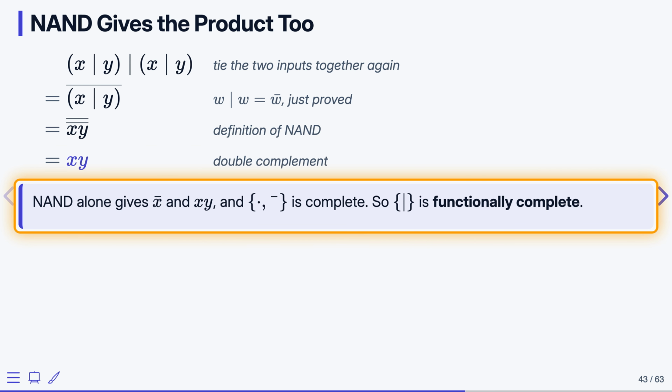Put the two tricks together. NAND alone gives us the complement, and NAND alone gives us the product. And we showed earlier that the product and the complement are enough for everything. So NAND, on its own, is functionally complete.